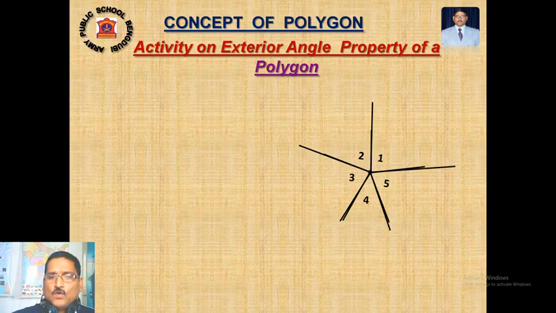You will see all the angles are forming a circle, or we know another property also: sum of angles around a point is 360 degree. Also sum of interior angles of a circle, total interior angle of a circle is 360 degree. Both ways you can explain, okay.